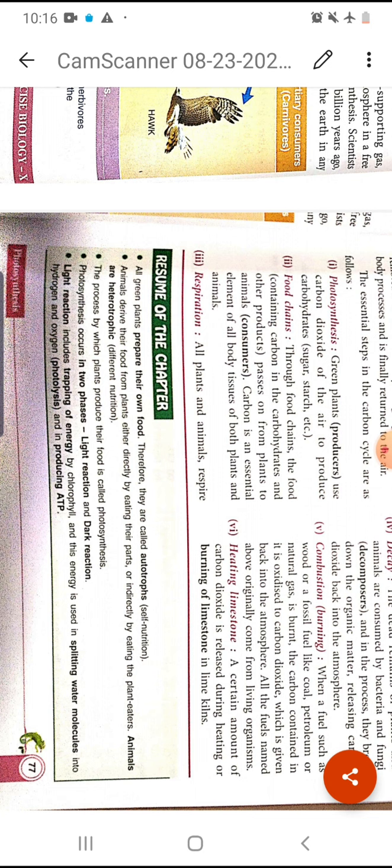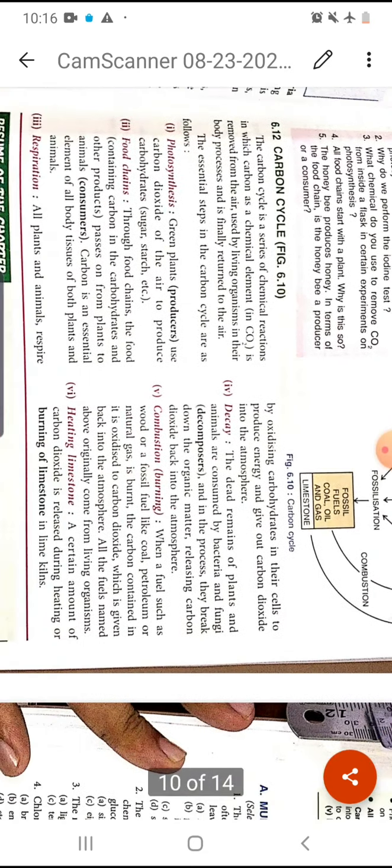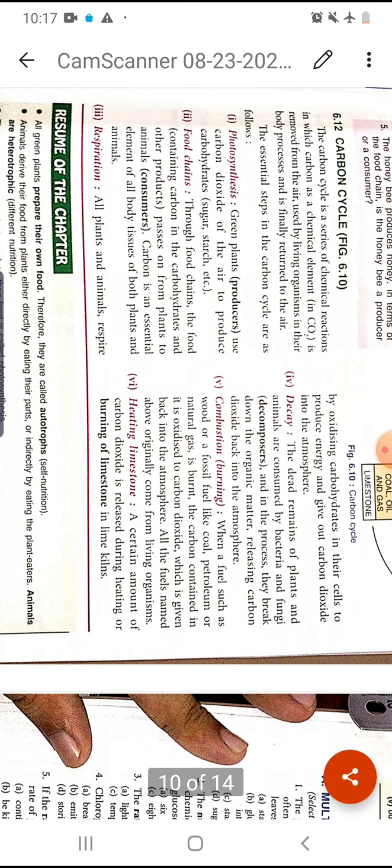Now the respiration. All the plants and animals respire by oxidizing the carbohydrates in their cells, meaning glucose or any kind of sugar, to produce energy and give out carbon dioxide into the atmosphere, right? Again we have given carbon dioxide into the atmosphere, and again the plant will take it through the stomata for the process of photosynthesis.